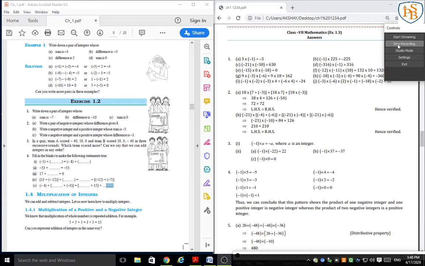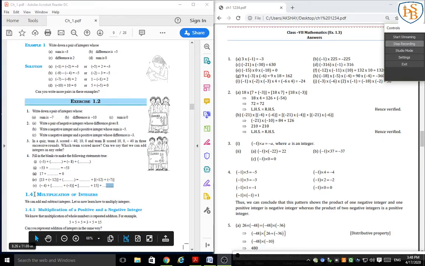Okay, today we are going to solve exercise 1.3, but before that we are going to recall the chapter which is based on exercise 1.3. So the main point today we are going to recall is the multiplication of integers.